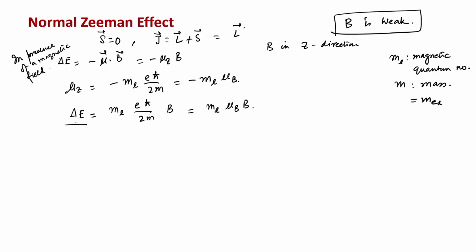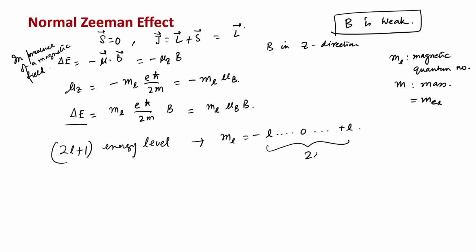So, the change in energy, or rather the splitting in energy in a magnetic field in this normal Zeeman effect, where there is no S, it is only L, or the orbital angular momentum, involves the orbital angular momentum magnetic quantum number, and then the Bohr magneton and B. And so, there are 2L plus 1 energy levels, because ml actually varies from minus L to plus L through 0, for any value of L. So, there are these 2L plus 1 levels for a given value of ml.